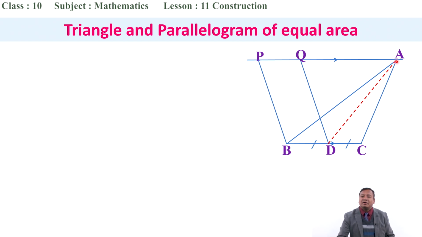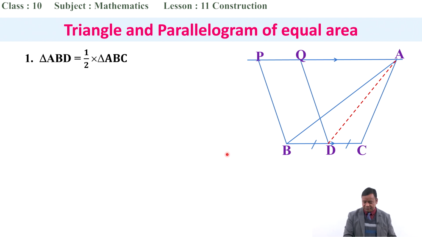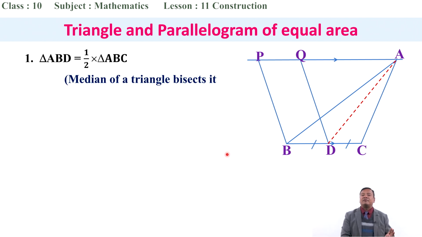And the property of this, we can say that the area of triangle ABD and the area of triangle ACD will be always equal. So we can write either this triangle or this triangle is half of the whole triangle ABC, right? So here we can say that triangle ABD is half of the triangle ABC. And the reason is the median of a triangle bisects it, right?